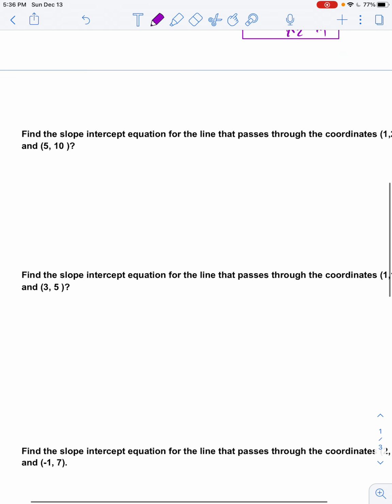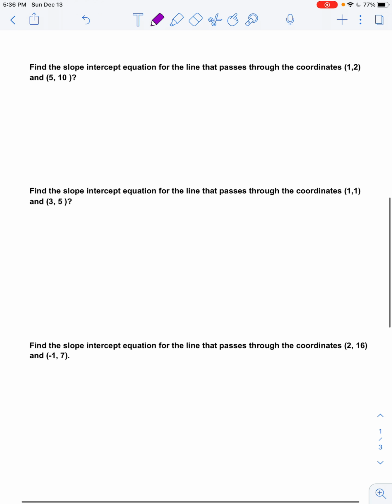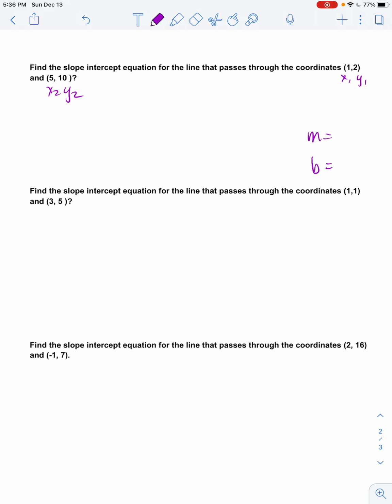So let's give that a try. Okay, so here I have 2 points. I'm going to call this x1, y1, x2, y2. I have not been given the slope. So my 2-piece puzzle, both pieces are currently a mystery. So to find my slope, I'm going to use my formula. I'm going to do y2 minus y1 over x2 minus x1. I'm going to get 8 over 4, which reduces to 2. So now I have found half of my 2-piece puzzle.